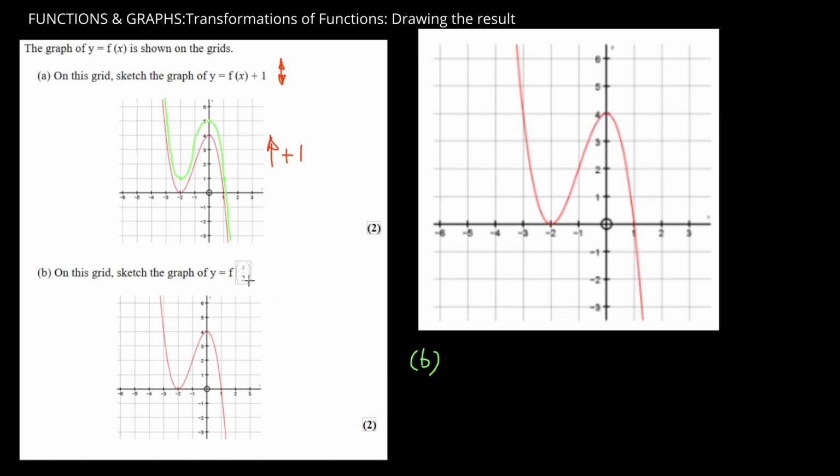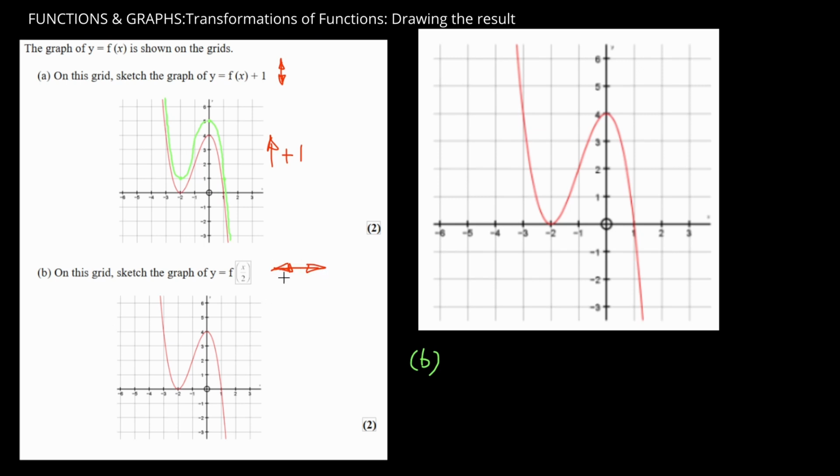Now in part B, we are altering the x directly within the bracket of f(x). So this will be some form of horizontal transformation. But what type of horizontal transformation are we going to have? We haven't got x plus 2 or anything like that, which would just shift the graph left or right. We've got x divided by 2. So this is going to do some sort of concertina effect on the graph. It'll either pull or stretch, but which way?